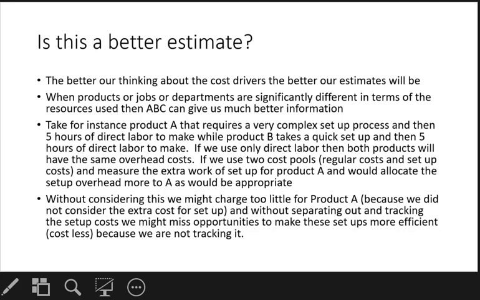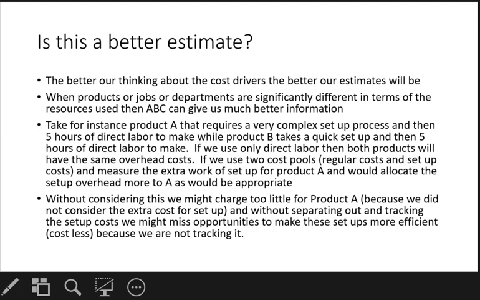Is this going to be better? Well, the better our thinking about the cost driver, meaning if we did a good job of choosing the cost drivers, of identifying cost drivers that are truly about using resources, then our estimates are going to be better. If we're sloppy with that, okay, we're not going to get better information. When products or jobs or departments are significantly different in terms of the resources that they use, then activity-based costing, ABC, can give us better information.